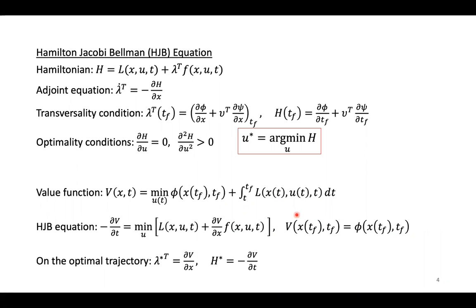So given a standard optimal control problem, you would first write the Hamiltonian. The Hamiltonian is the summation of the integrand of the running cost, which is L of x comma u comma t, plus lambda transpose times the dynamics, which is f of x comma u comma t. I'm dropping the time dependencies of the state and control for the sake of simplicity, but I hope you understand. So this lambda is called the co-state for this optimal control problem.